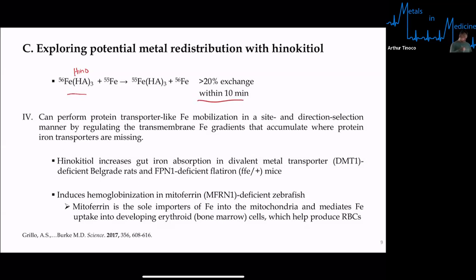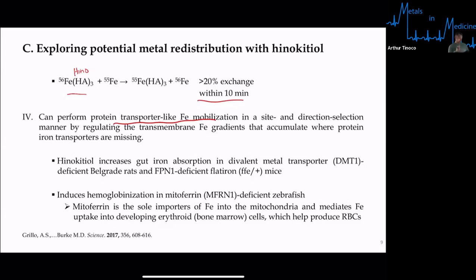So additional things that were observed. It has the capacity to perform protein transporter-like ion mobilization in a site and direction selection manner by regulating the transmembrane ion gradients that accumulate where protein ion transporters are missing. But the question is, and that's what really leads to some of the studies in this particular article that I had you assign, what's governing that redistribution?